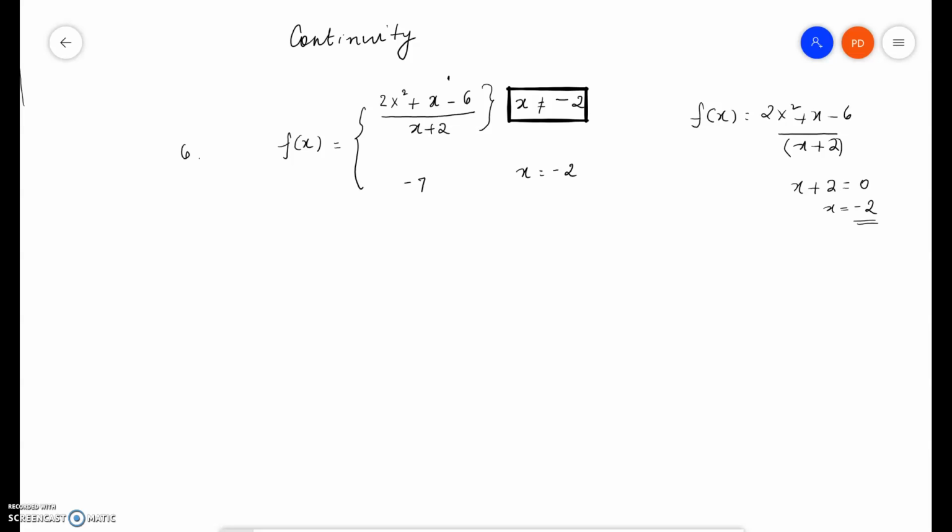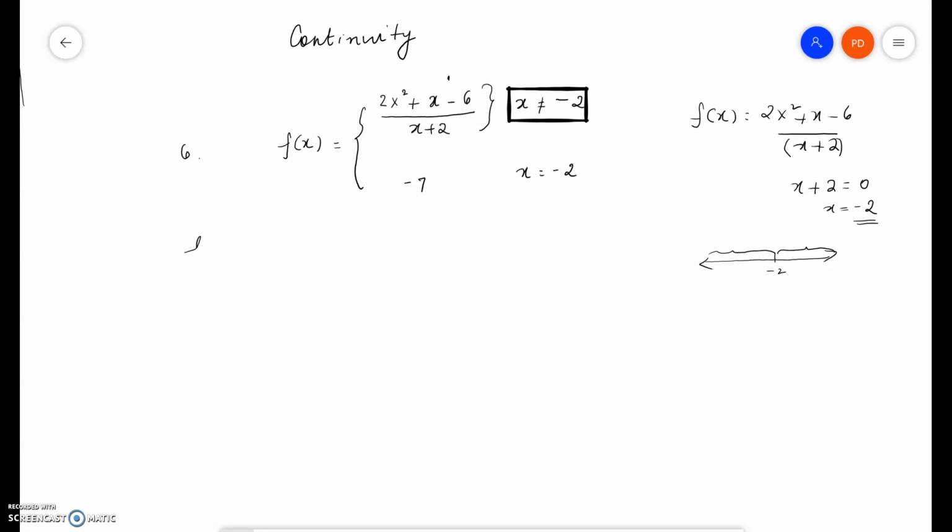So if we're looking at the number line, let's say negative 2 is here. To the left of negative 2, the function is defined. To the right of negative 2, the function is defined. So it's continuous on the left of negative 2 and to the right of negative 2. Now the only point at which we need to check continuity is at x equals negative 2. So the function is continuous everywhere except we need to still check if it is continuous at negative 2.